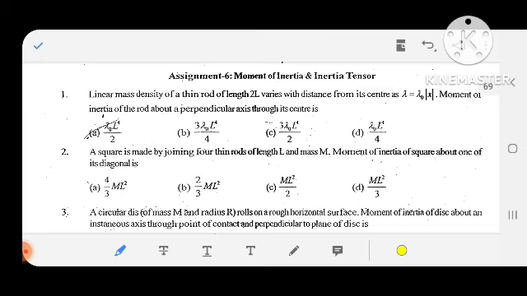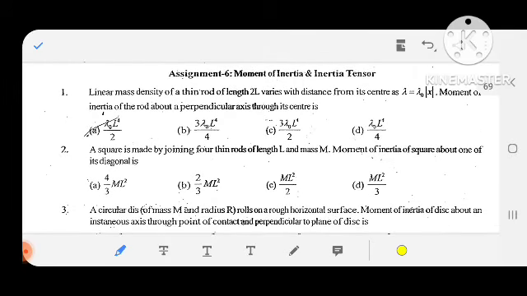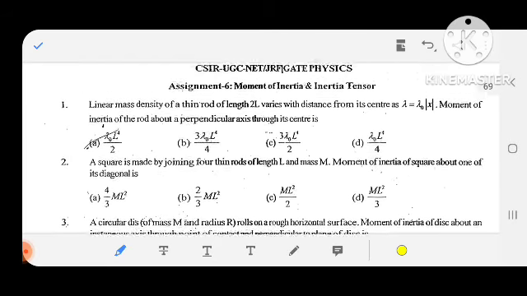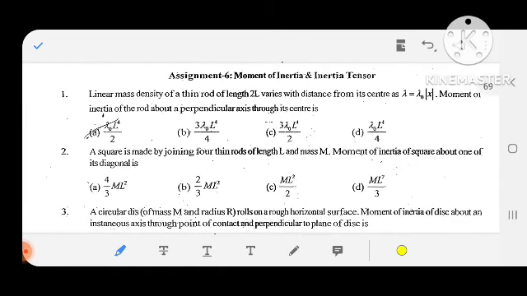आज हमारा चैप्टर का नाम है मोमेंट ऑफ इनर्शिया एंड इनर्शिया टेंसर, जिसमें हम इस चैप्टर के ऊपर एमसीक्यूज़ के ऊपर बात करेंगे। हमारा फर्स्ट एमसीक्यूज़ है: लीनियर मास डेंसिटी ऑफ द थिन रॉड ऑफ लेंथ 2L वेरीज विद द डिस्टेंस फ्रॉम इट्स सेंटर, lambda is equal to lambda naught into |x|. Moment of the inertia of the rod about a perpendicular axis through its center, जो हमारे पास होगा 3 lambda naught L⁴/2.